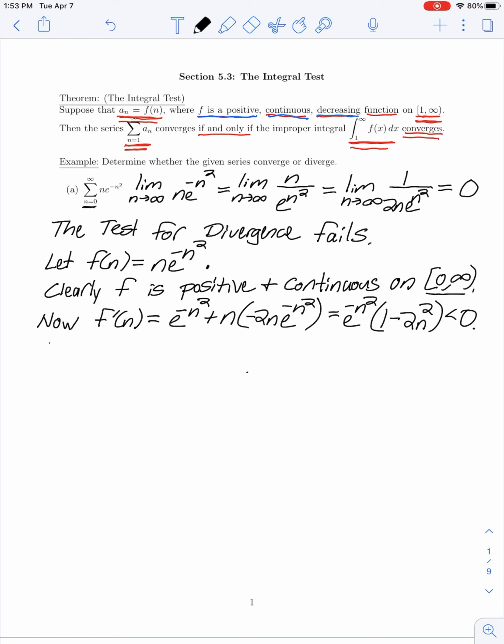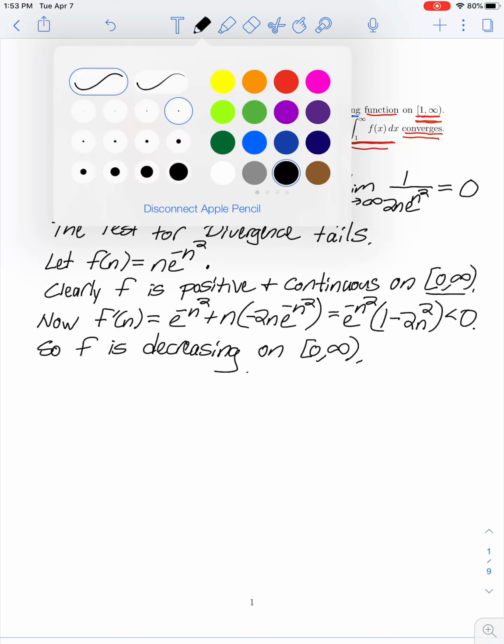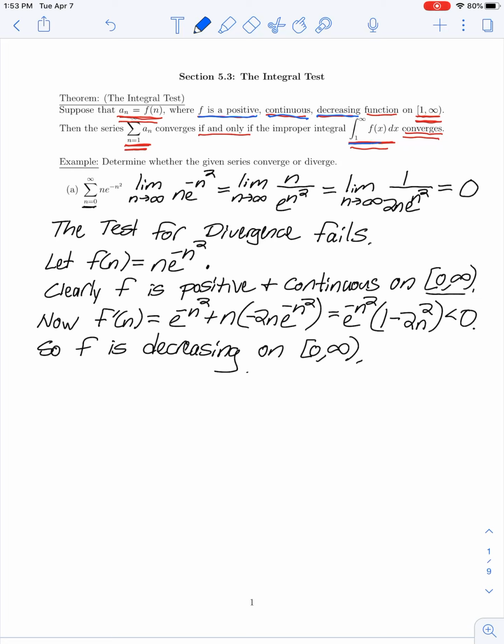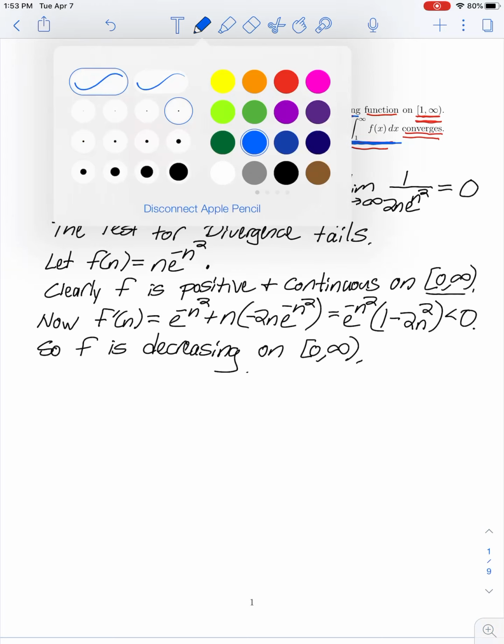1 minus 2n squared is going to be negative over this interval. So we have now that f is decreasing on our interval 0 to infinity. So we've established that f is positive, continuous, and decreasing over our interval. And the next step to apply this integral test is to consider the improper integral of our function on the interval which we're taking the sum. So in this case, from 0 to infinity.